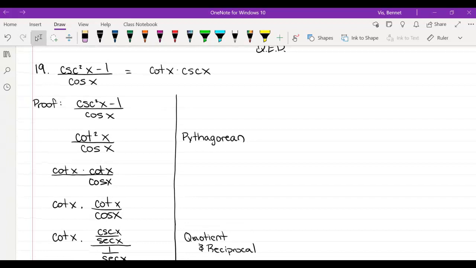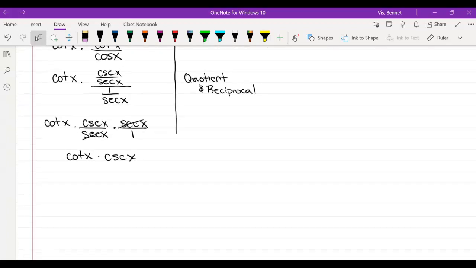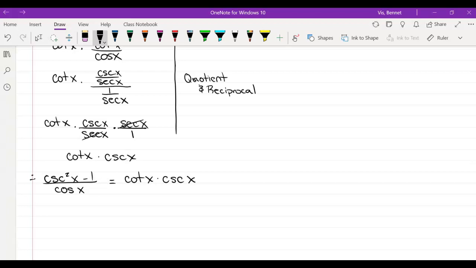I wanted to show that this cosecant squared x minus 1 all over cosine of x was equal to cotangent times cosecant. Get my little therefore, and that's what I wanted to show.